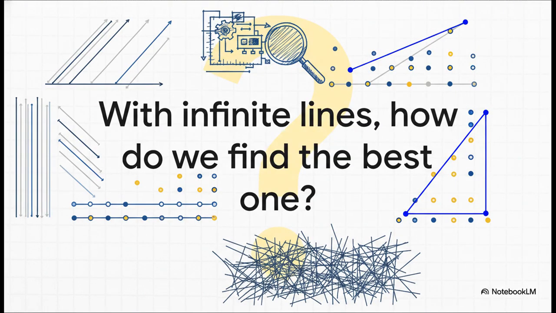Okay, but here's the catch. You could draw tons of different lines through those points. A really steep one, a flatter one that's higher up, one that's lower down. There are literally infinite possibilities. So how does the machine pick just one? How does it know which one is the best?